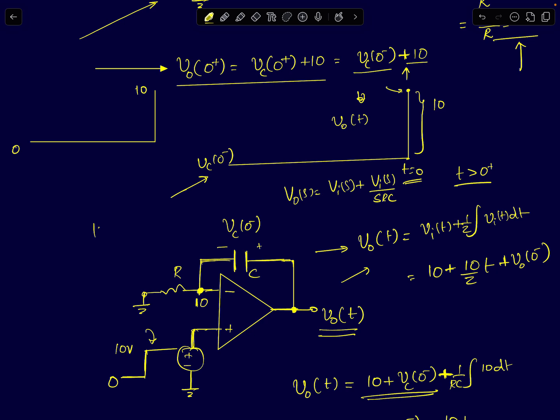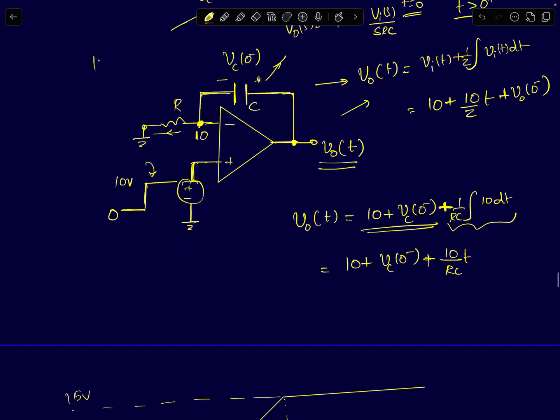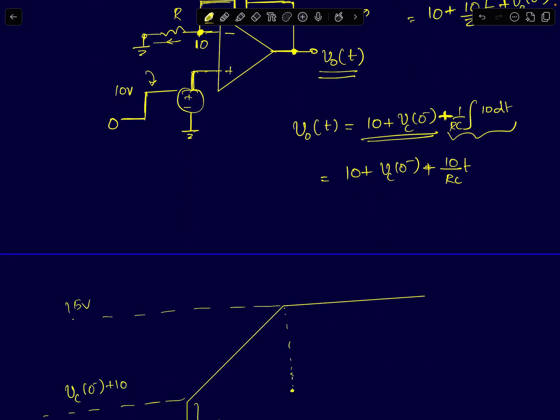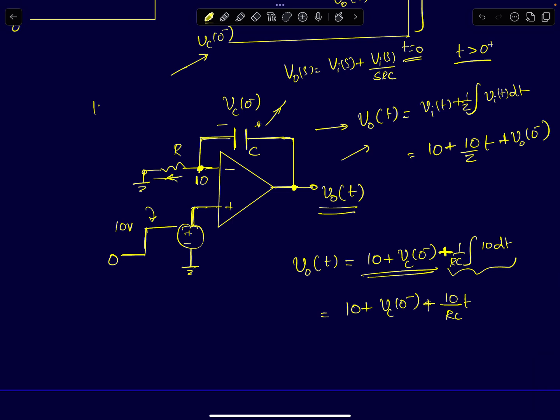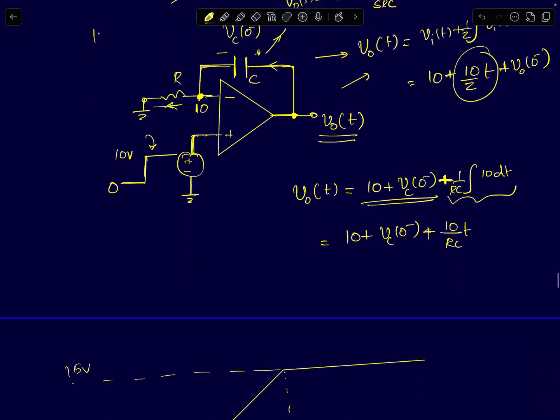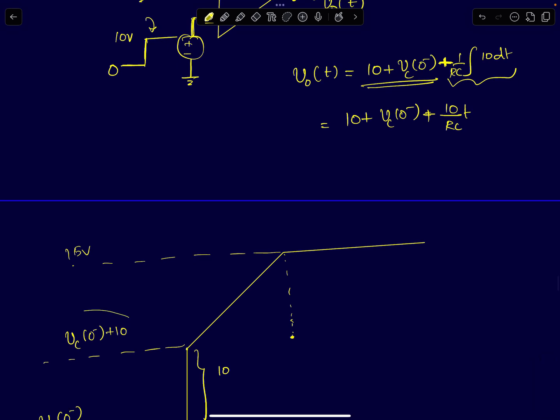Now any current that flows through the capacitor will slowly increase the capacitor's voltage. That is captured in the integral term: 1 by RC integral 10 dt captures that term. If you plot the output voltage, because a constant current is flowing through the capacitor, the voltage will just ramp up. That's what the term 10 t by tau shows. The output voltage will start off at 10 plus Vc of 0 and keep ramping up till it reaches 15 volts.